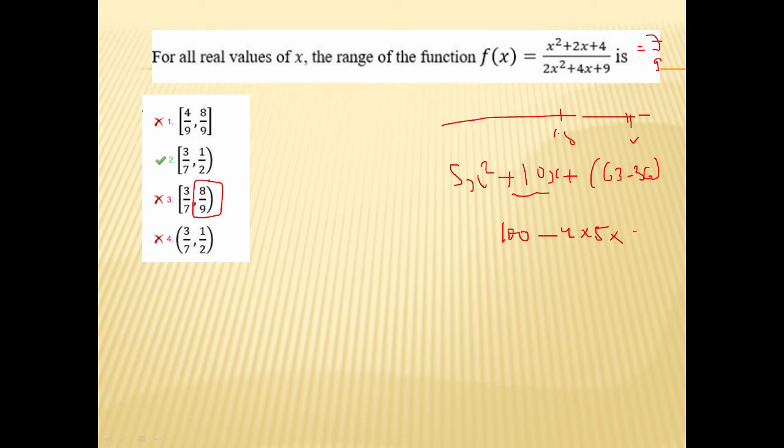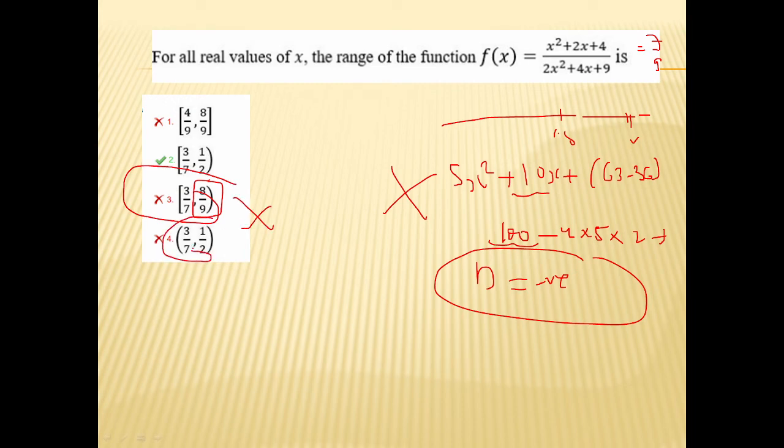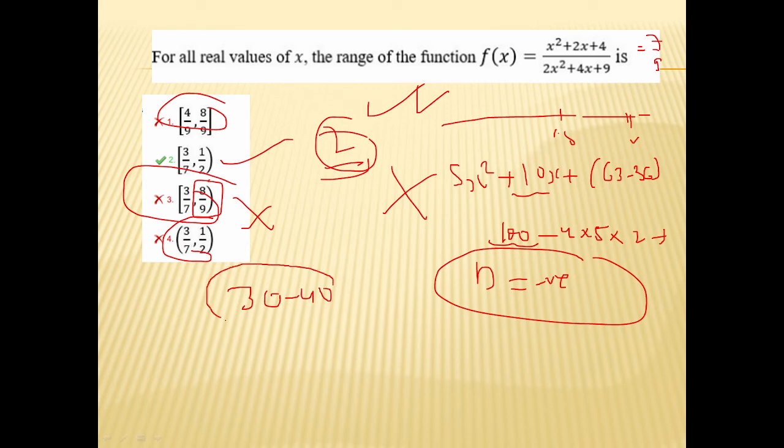So it will ultimately be bigger than 100, which ultimately means that the discriminant is negative. So 7 by 9 isn't possible, which ultimately makes this option wrong. These two options are gone and this will ultimately be your answer. Easy approach with the options. Very quick. I bet 30-40 seconds, and I have seen other approaches.